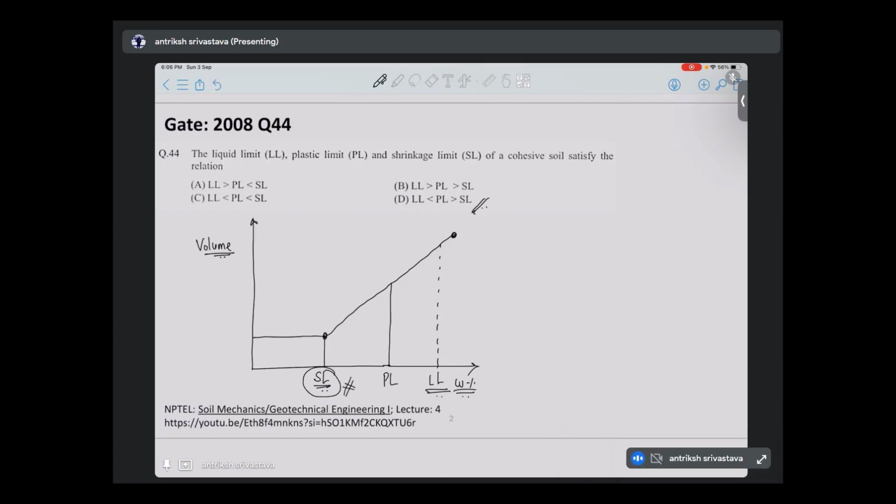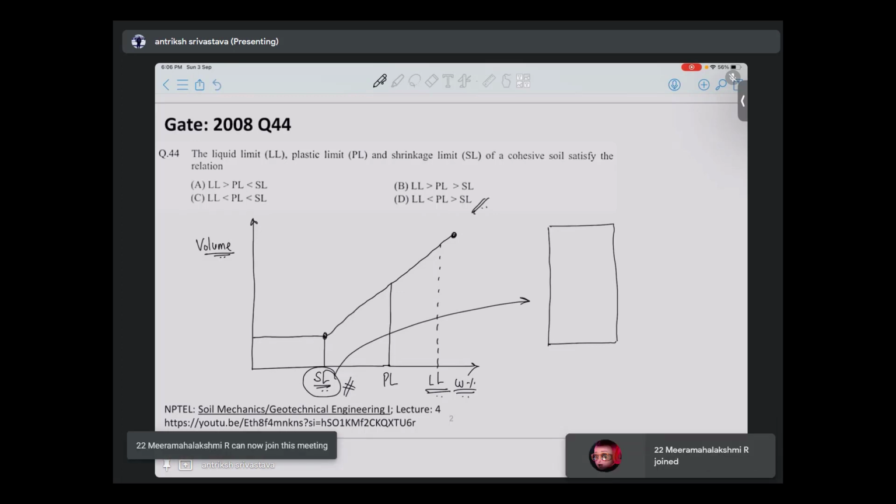Shrinkage limit. The determination of shrinkage limit is a little bit complicated. You have to identify the volume through mercury and all. But if you want to understand shrinkage limit, you can simply understand it using this diagram. So, the three-phase diagram. Have you all heard of the three-phase diagram for soil?